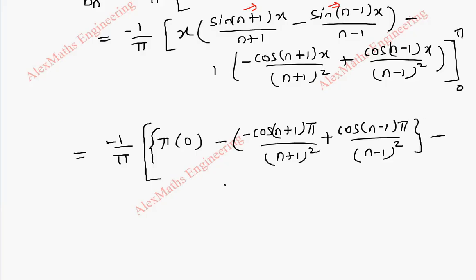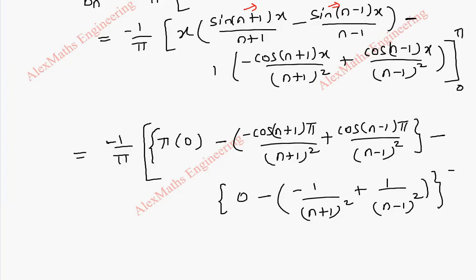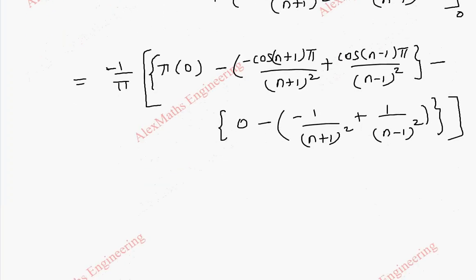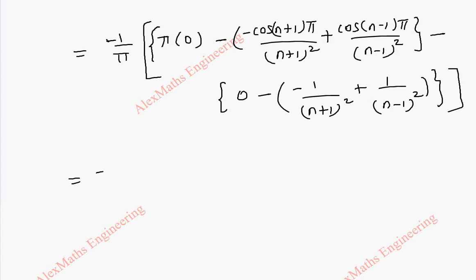Applying the lower limit, first part is 0 because there is an x, then minus cos 0 is 1 by n plus 1 whole square, again cos 0 is 1, so 1 by n minus 1 whole square. So we applied the lower limit also. Now, further simplifying this, we get minus 1 by pi.